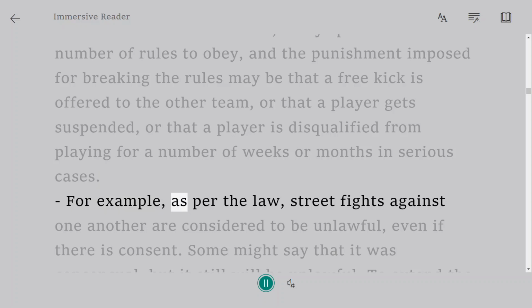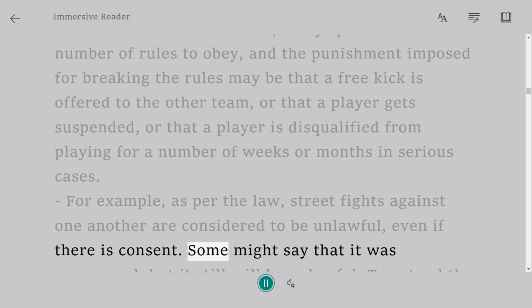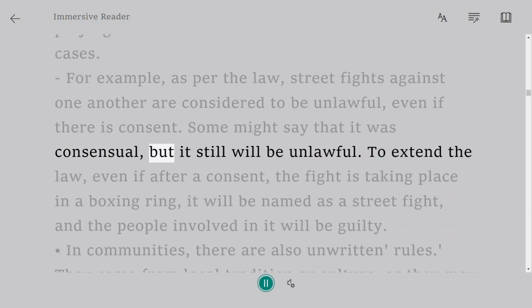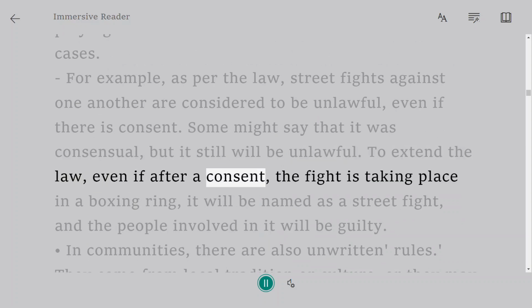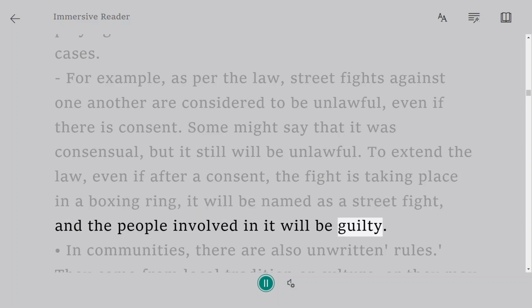For example, as per the law, street fights against one another are considered to be unlawful, even if there is consent. Some might say that it was consensual, but it still will be unlawful. To extend the law, even after consent, if the fight is taking place in a boxing ring, it will be named as a street fight, and the people involved in it will be guilty.